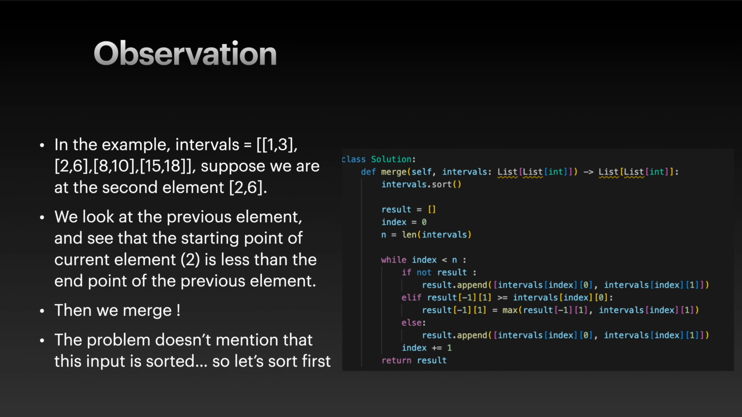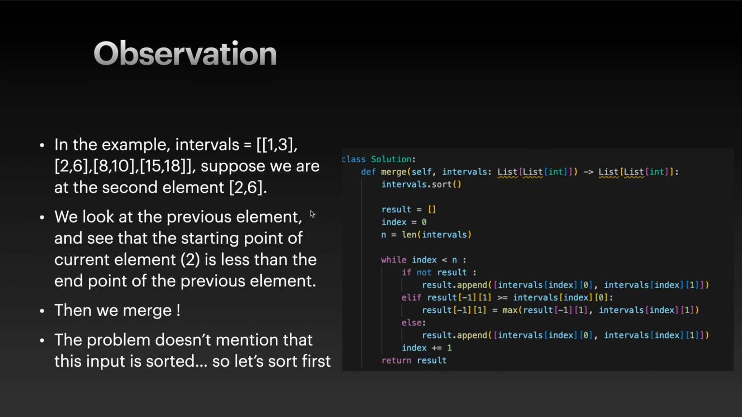So this problem does not mention that our input array is sorted, so we apply the .sort function onto intervals, and then we can see how we can solve this problem. In my case, I initialize a result array, like an empty array, and then we will be returning this. And then my plan is we will have a while loop, and we run the while loop until our index is equal to n, the length of intervals. In that case, we exit the while loop and then we return the result.